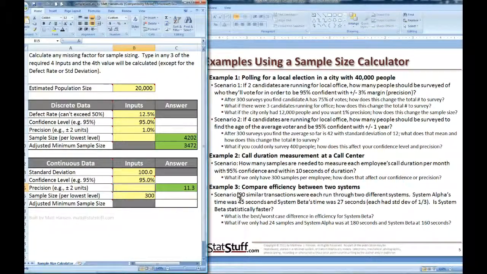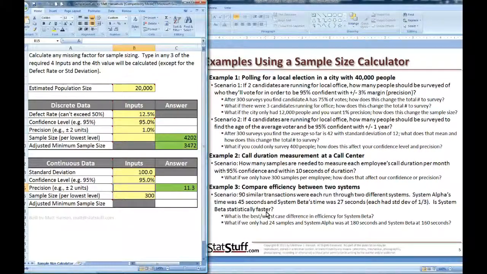Let's move on to the last example here. We're trying to compare the efficiency between two different systems. And let's say that you've got 90 similar transactions you collected from each system, and you're trying to see which one's faster. For system alpha, the time was 45 seconds. And for system beta, their time for processing the transaction was 27 seconds. Let's assume they had a standard deviation about 1/3 of the total number of seconds, or the average seconds for each system. So in this case, is system beta statistically faster?